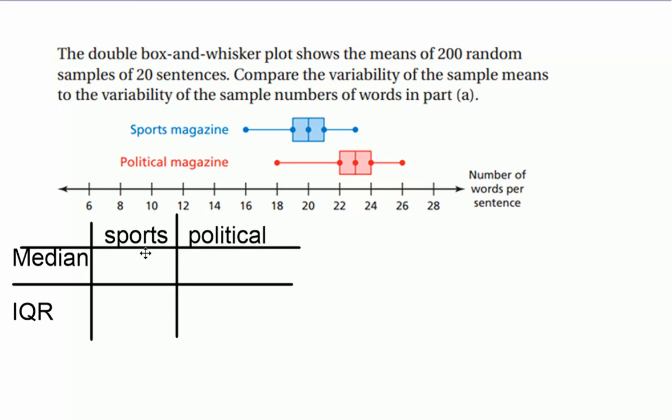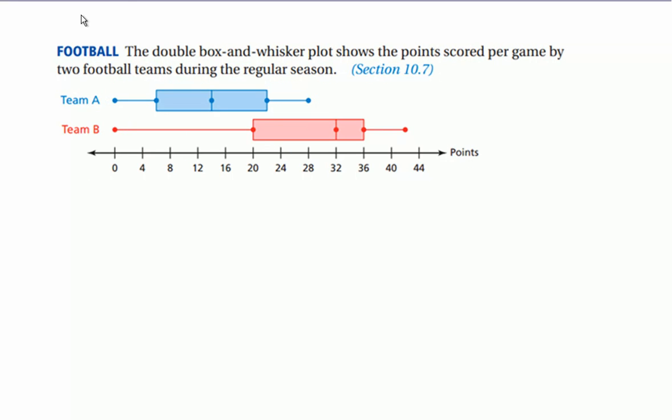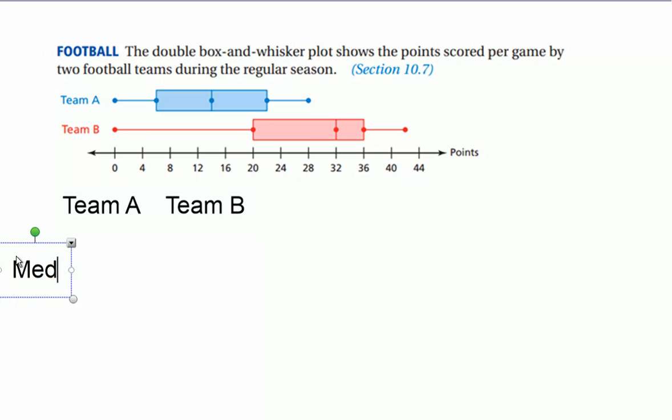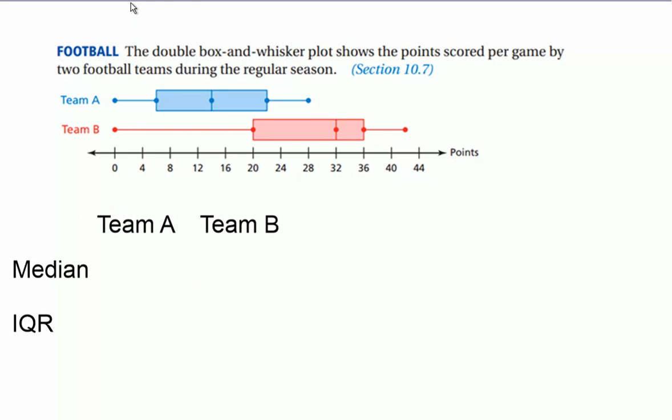I'm going to double check to make sure this one's labeled correctly. It is number of words per sentence. That's kind of interesting. And then I'm going to set you up for the next one as well. This one again has Team A and Team B, so I'm just going to write those down. Team A, Team B, and then I'm going to do median and IQR. Set you up so that way your data is nice and organized.